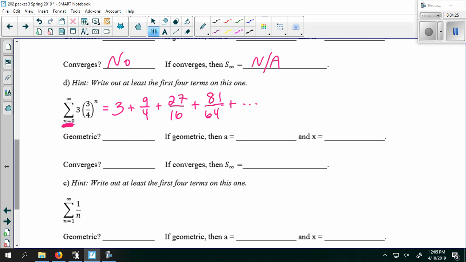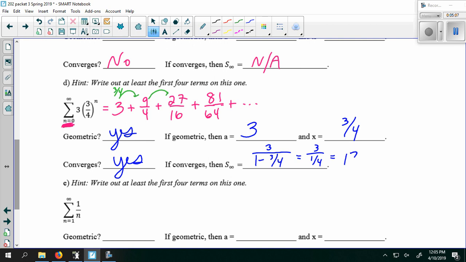Okay. So is this geometric? Is there a constant multiplier? So 3 times what gives you 9/4? 3/4. 9/4 times 3/4 is 27/16 times 3/4 is 81 over 64. So yes, there is a constant multiplier. This is geometric. The first value in the series is 3. The constant multiplier is 3/4. And because that constant multiplier is between -1 and 1, yes, it converges. And it converges to the first term, 3, over 1 minus the multiplier. So that's 3 over 1/4, which is 12.